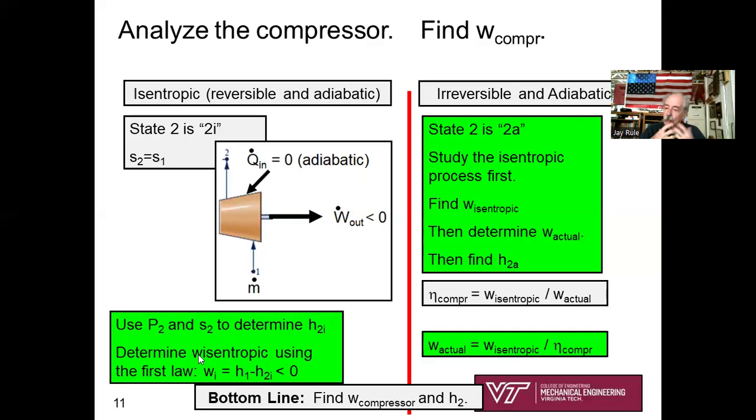You find out it's a negative number. Now, it's a little more complex if you have an adiabatic and irreversible compressor, and that's where you have to apply the compressor efficiency to determine the actual work, and then go back and calculate H2 actual. So I've written a little note here on this slide. The bottom line is that no matter which of these you have, you've got to calculate the work of the compressor, W dot over m dot, and you've also got to figure out what H2 is. The order in which you do that depends on whether you have an irreversible or a reversible compressor.